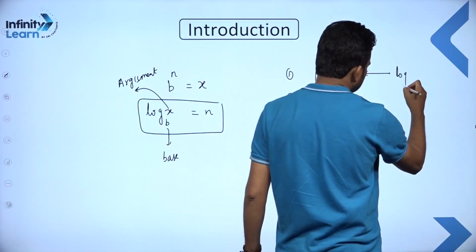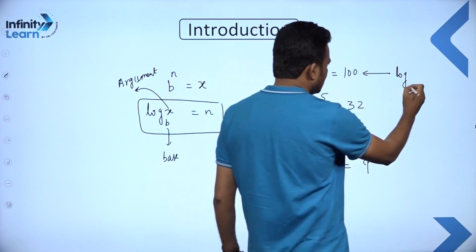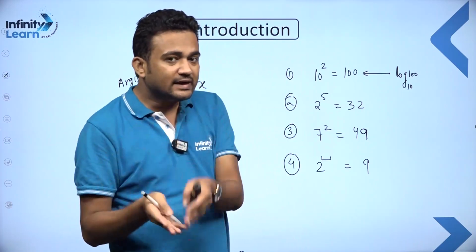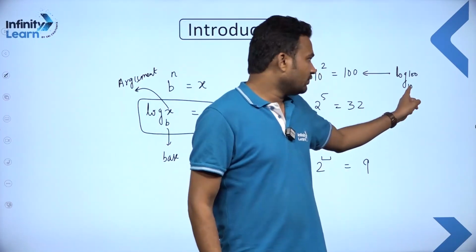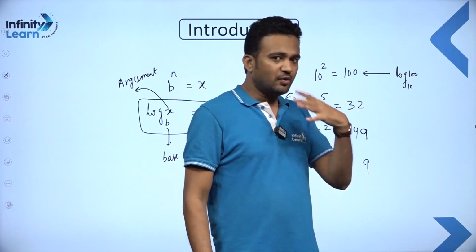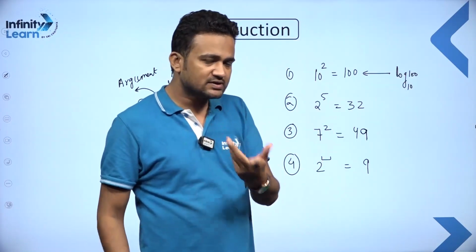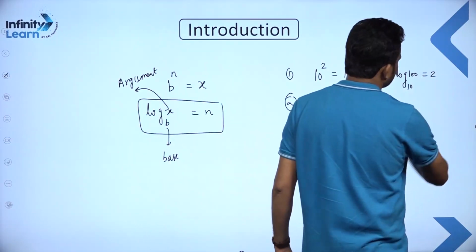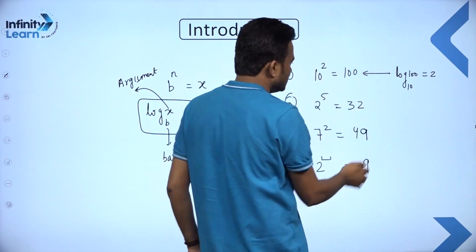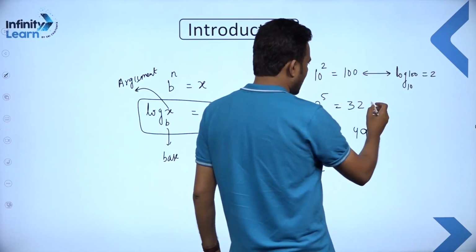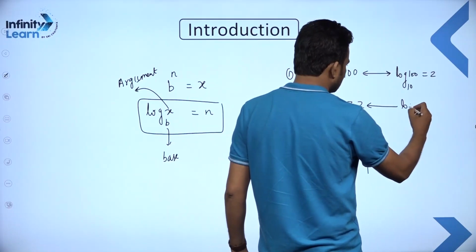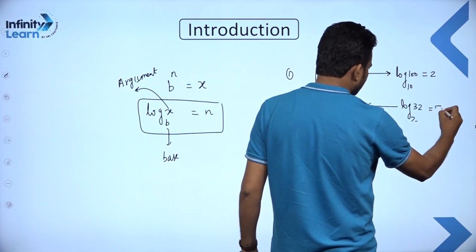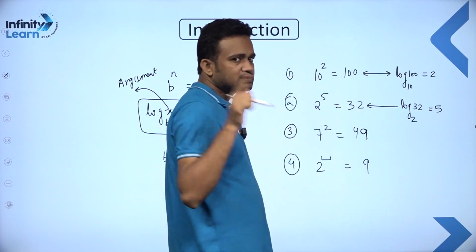If I ask, what will be the base? Base will be 10, argument will be 100. So what does it mean? What should be the power of 10 so that the answer is 100? Means how many times we should multiply 10 so that the result is 100? The answer is 2. So it will represent the exponent. So we can convert: this is the log function and this is the exponent function. How will we write this? This will be log 32 of base 2 and the answer will be 5. The exponent will be the answer of log.